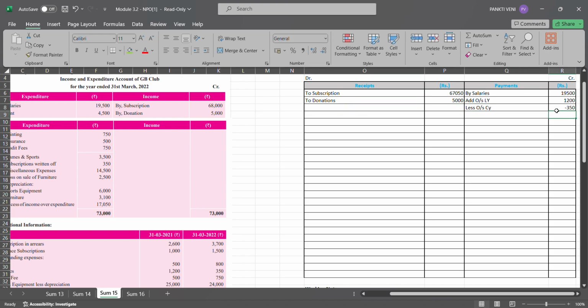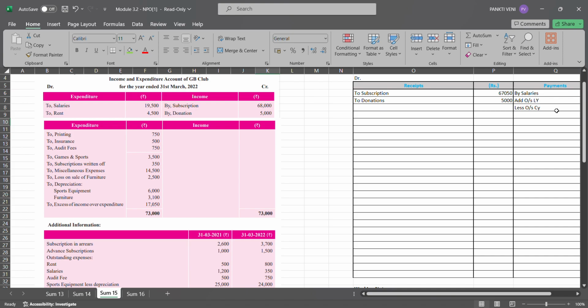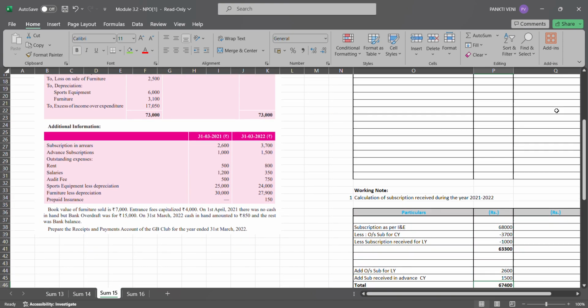So this way you have to complete your sum. I'll prepare two columns. In one column I can do the calculation, and in the other column I can show the final amount. This way I can do. So this much you have to do for the preparation of the receipts and payment account. I hope you are comfortable with this sum.